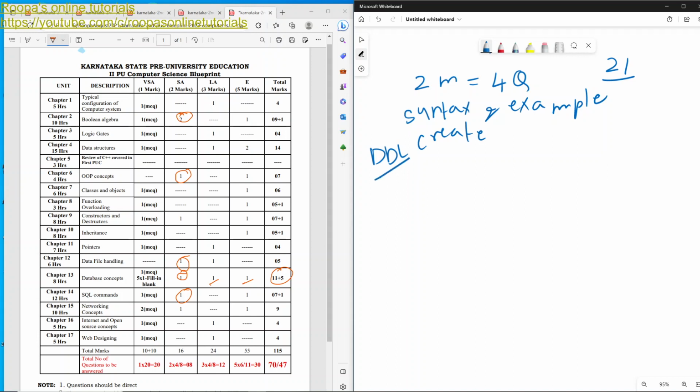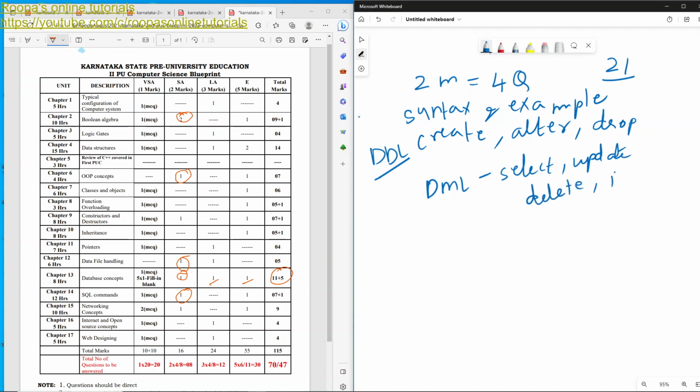So data definition language, that is how to create a table, how to alter the table or how to drop the table. And which are the DML commands? See, I have made separate videos on database concepts. So if you have doubts, you can go and look into those videos also for better understanding. So DML commands here are select, update, delete, and insert. Okay, so these are the 7 commands which you should be clear with the syntax and example.